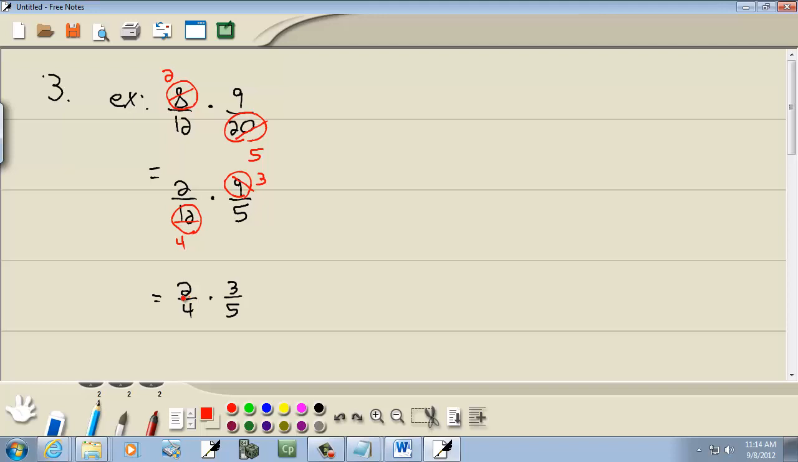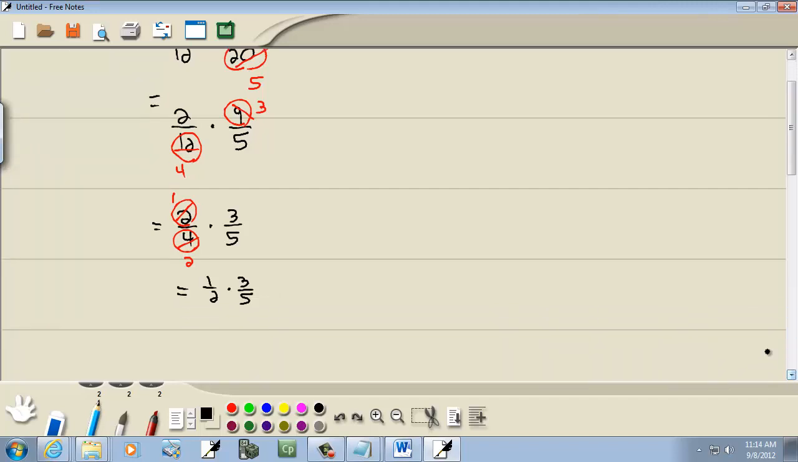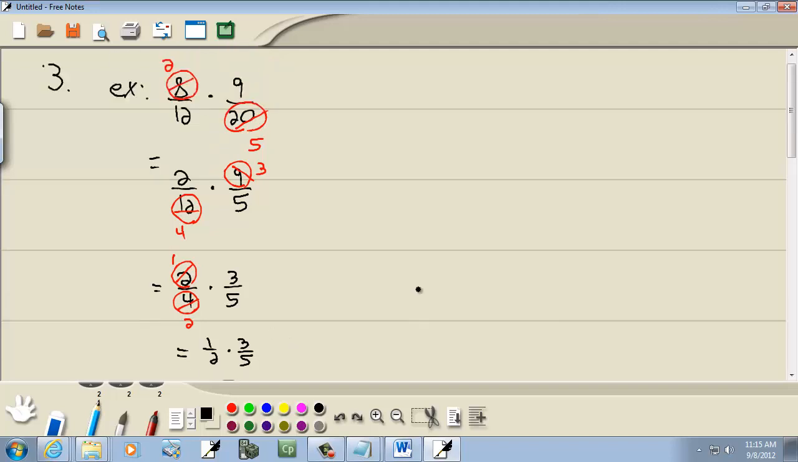And 2 and 4, they're both divisible by 2. So 2 divided by 2 is 1. 4 divided by 2 is 2. So that gives us 1/2 times 3/5. Now at the point where you can't simplify anymore, you multiply the top parts together. 1 times 3 is 3, and the bottom parts, 2 times 5 is 10. If you've done a good job of simplifying up above, there is no simplifying at the end here.